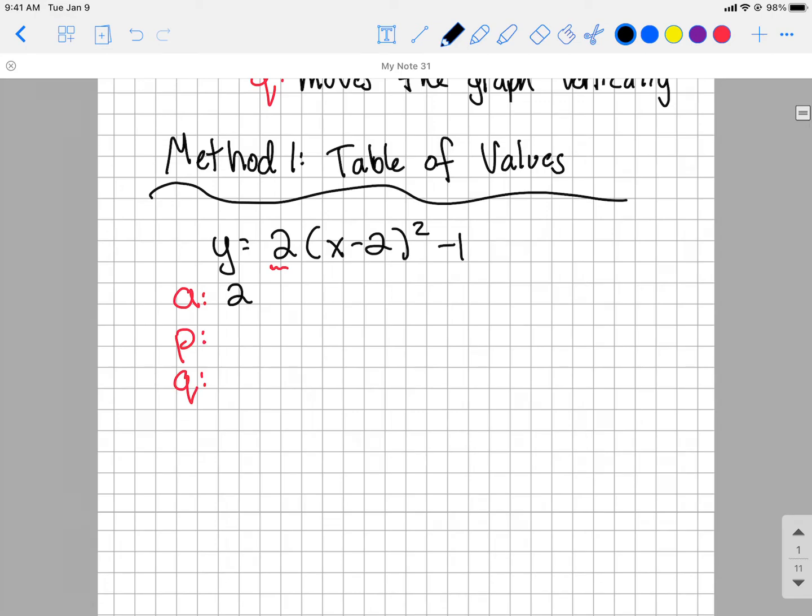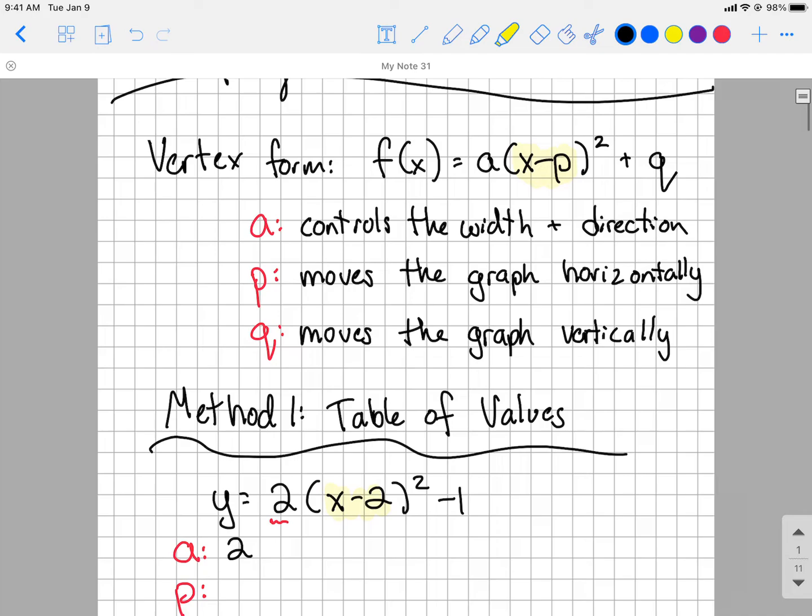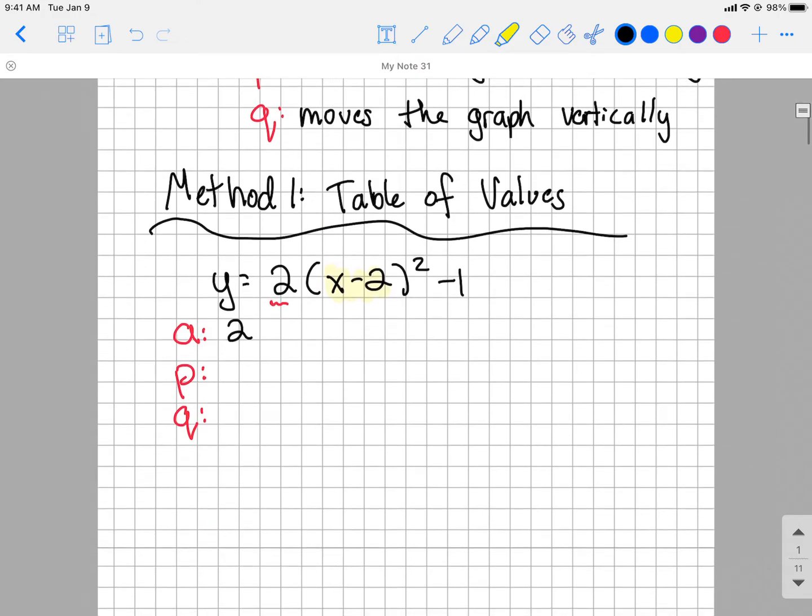P, this is the tricky part. Remember, it's x minus 2, just like it was x minus p up above. So that means that p isn't negative 2. P is positive 2. Again, by far the most common mistake. And then q, down at the end here, is negative 1, because this is minus 1 when it should be plus q. So those three values, 2, 2, and negative 1, are all going to be really helpful for us when we draw our graph. So that was step 1. Step 1 is determine a, p, and q.